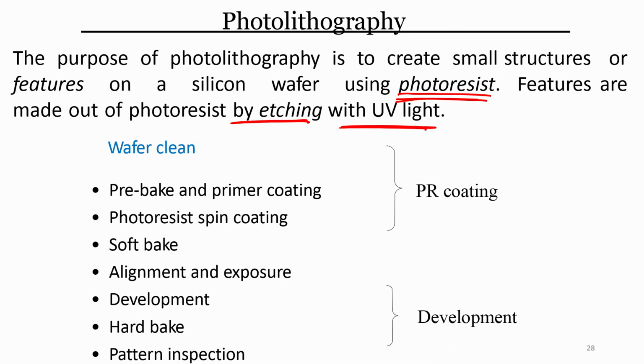So, we can create small features. We can use a silicon wafer, but we are not limited to silicon wafer; we can also use glass, as we have just seen. We can also use an insulator like alumina. There is a polymer involved, and that polymer is called photoresist. This is a photosensitive polymer, and we will use it to create several features by etching the polymer with the help of UV light.